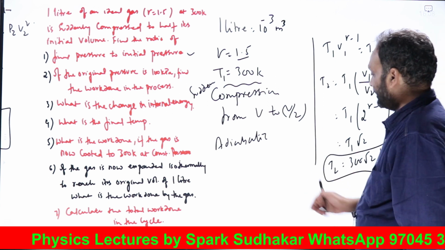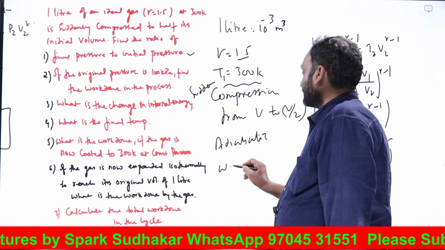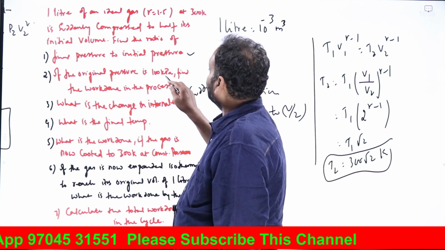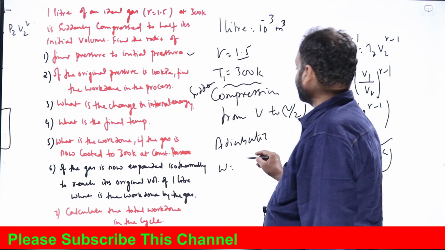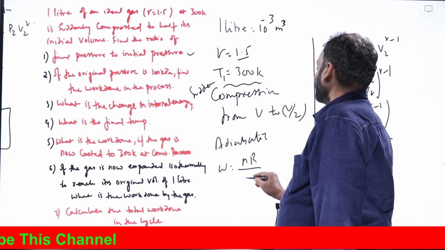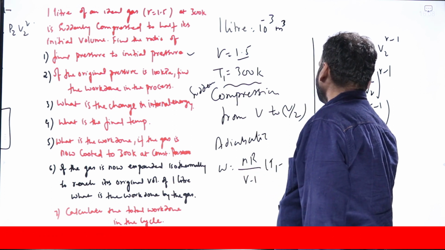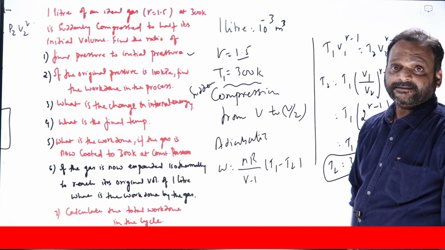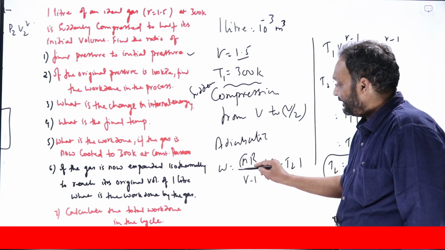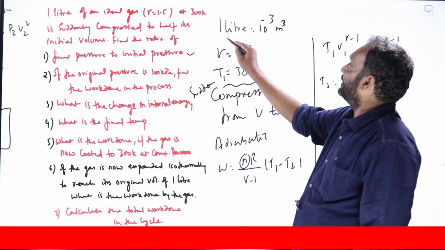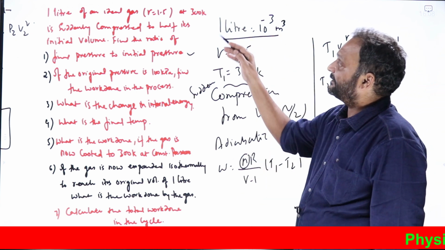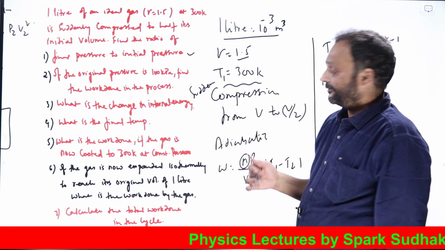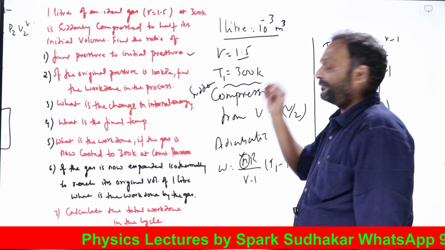Now I can directly use the formula for work done: nR by gamma minus 1 into T1 minus T2. I have T1 in my hand, T2 in my hand, gamma is known, R is a constant, but the only thing is, n is not known. All that he has given is 1 liter of gas at that temperature, at that pressure. How many moles it is, we don't know. So we have to calculate the n value.